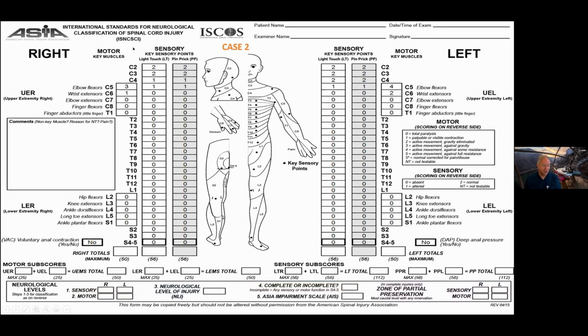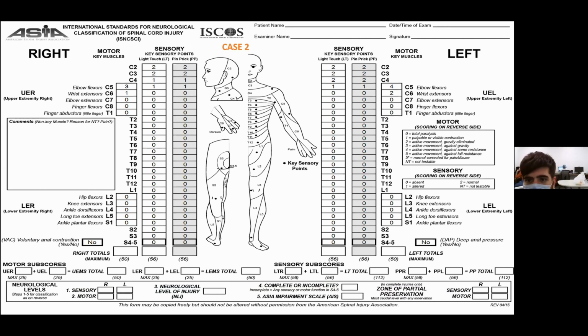Let's move forward. Case 2 is Dr. Goudet. Hi, how are you doing? I'm well. How are you doing? You're going to help me assign an ASIA impairment scale for this individual.